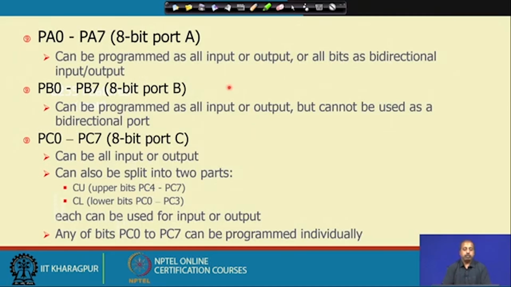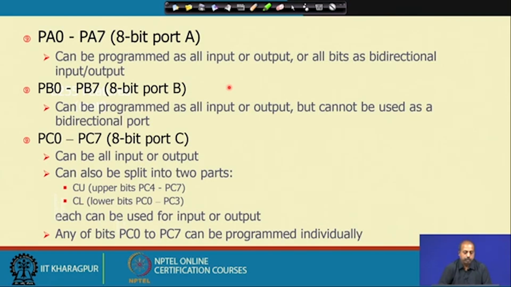So, this port PA0 to PA7, these are the 8-bit lines for port A. They can be programmed as all input or output, or all bits as bidirectional input output. So, you cannot do bitwise programming for port A. The entire 8 bits have to be programmed either in input mode, output mode or bidirectional mode. Then this PB0 through 7 can be programmed as input or output, again the same thing, but it cannot be used as a bidirectional port. So, only port A can be used as a bidirectional port, port B cannot be done that way.